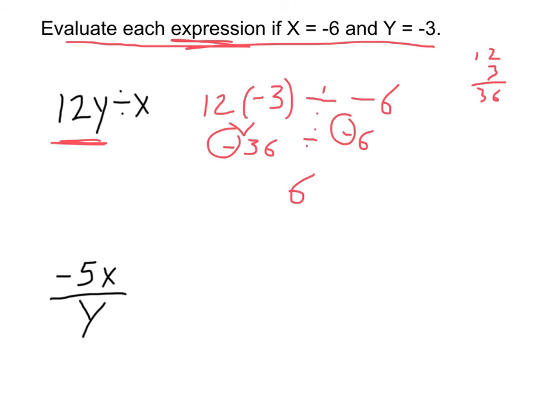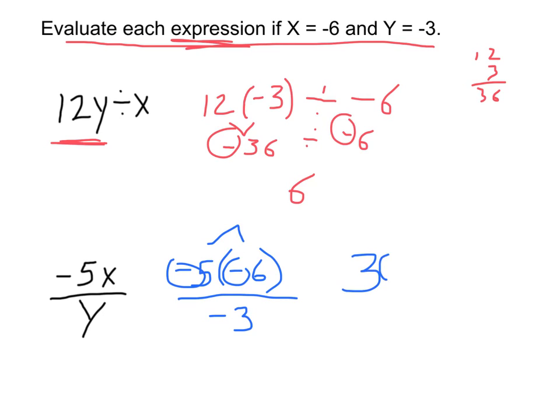In this second problem, I'm going to rewrite it, so negative 5. I'm going to multiply it by x, which was negative 6, and I'm going to divide that by y, which is negative 3. So first thing I'm going to do is solve these two. I know 6 times 5 is 30, and I see it's a negative and a negative, so it's going to be a positive. So I get 30 over negative 3. So it's 30 divided by 3, which I know is going to be 10, and I see that I have a positive here and a negative here. So I know one negative, one positive, the answer is going to be negative.